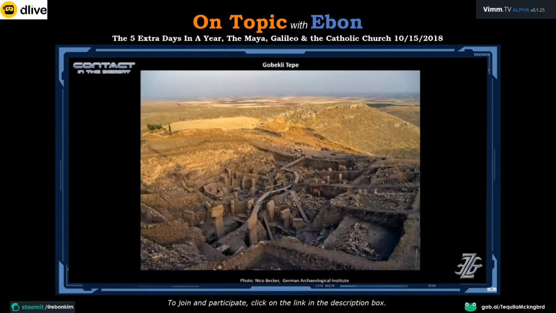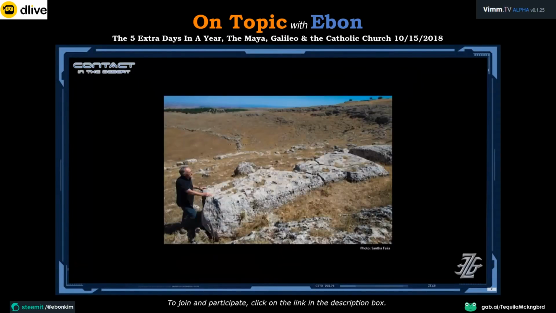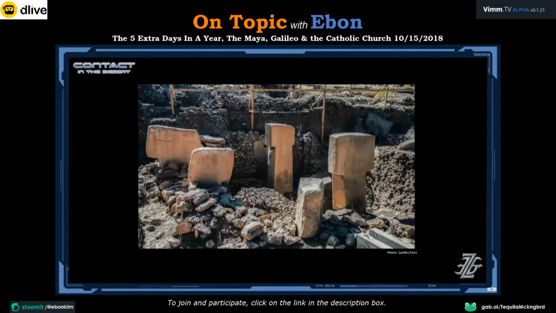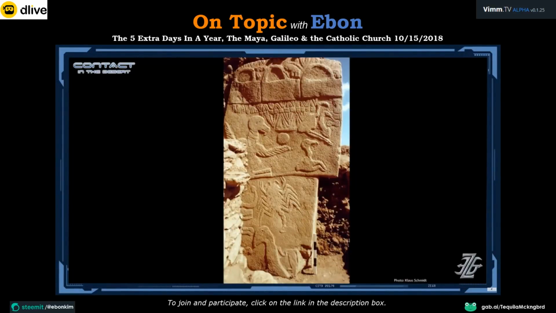Here's another view, again, of the main area that's been excavated. These T-shaped megaliths, 11,600 years old. Here's one that was left in the quarry because it developed a fault. The scale is more than human. Many of the megaliths are carved. This is, of course, Pillar 43 in Enclosure D. Really a striking series of images there. I won't go into details on how I interpret those images at the moment.